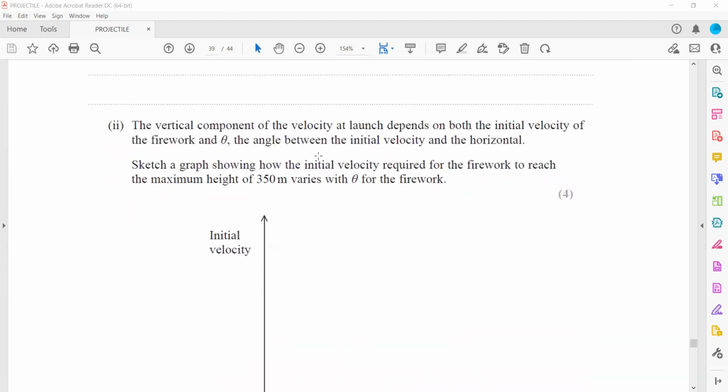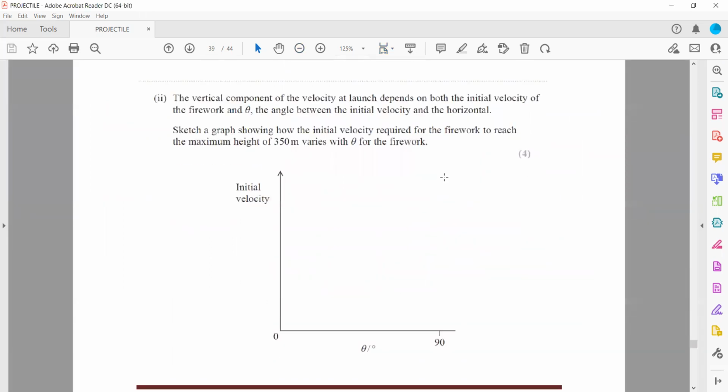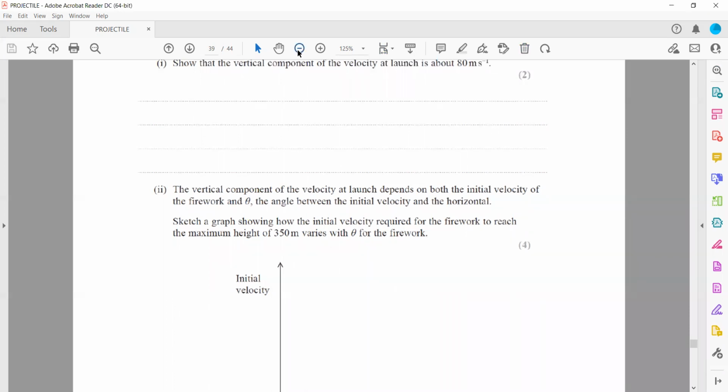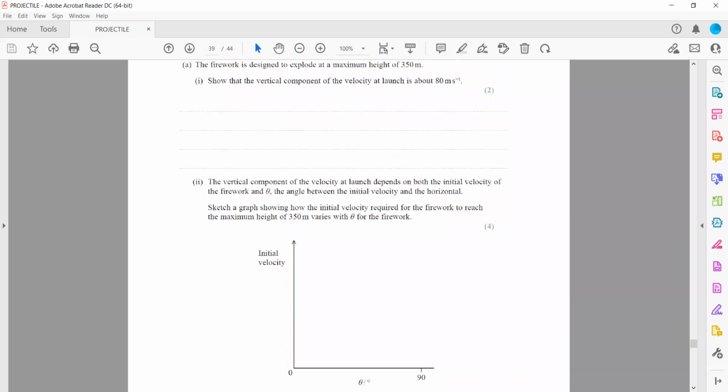Then the second part: the vertical component of the velocity at launch depends on both the initial velocity of the firework and the angle. Sketch a graph showing how the initial velocity required for a firework to reach the maximum height varies with the angle. We have to show that the initial launching speed is about 80. What could be the maximum and minimum values?